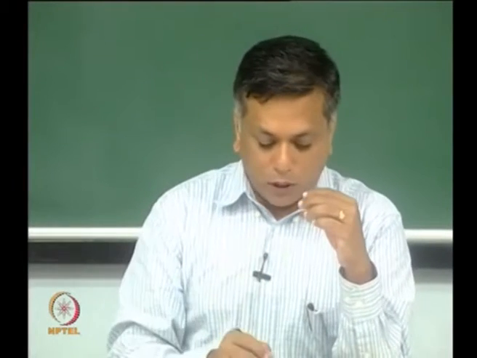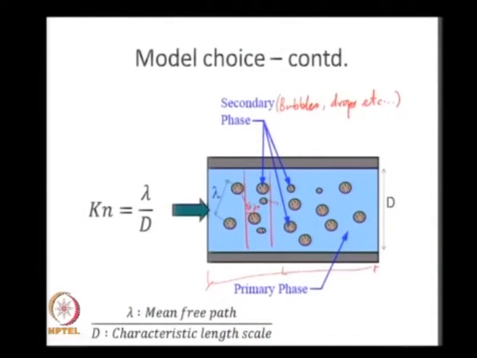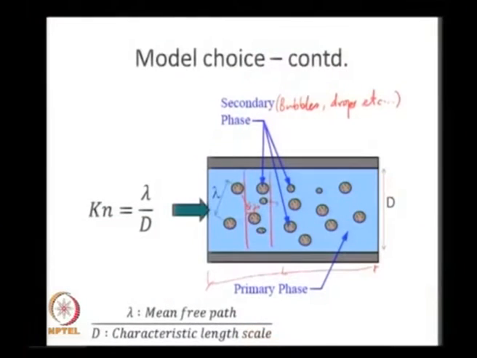So, if this ratio of the mean free path to the characteristic length scale is very small, okay, that means something. If it is very large, it means something else. Okay. This ratio is referred to as the Knudsen number. If the Knudsen number is very small, that means the mean free path is very small in comparison to the physical size of the domain.